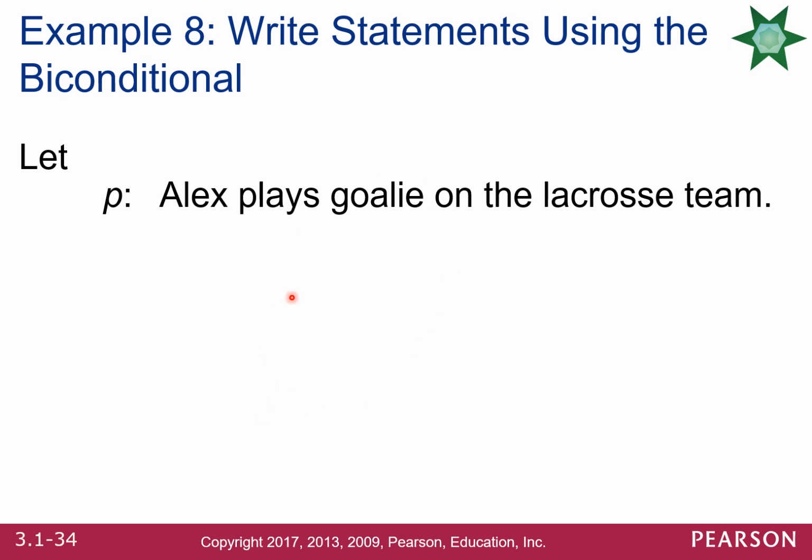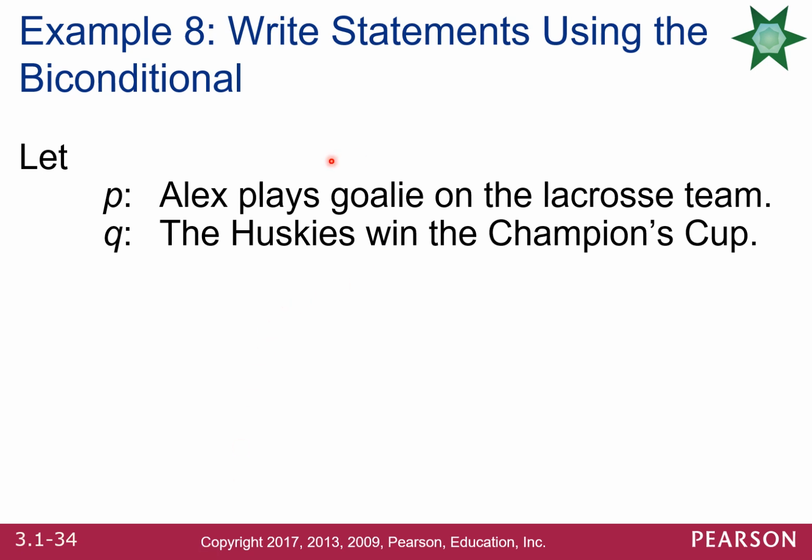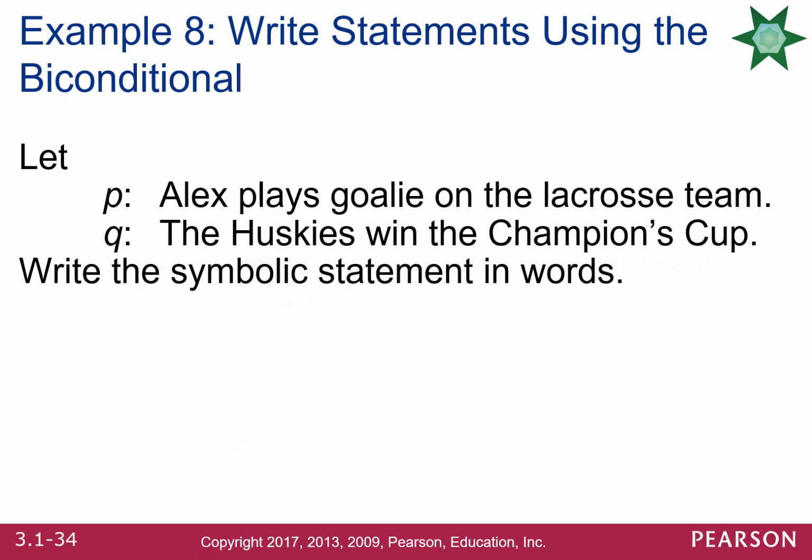What would be an example of biconditional statements? Here it says write statements using the biconditional, and we have two conditionals. The first one given to us, represented by the letter P, is Alex plays goalie on the lacrosse team, and Q is the Huskies win the Champions Cup. So it says here write the symbolic statement in words.